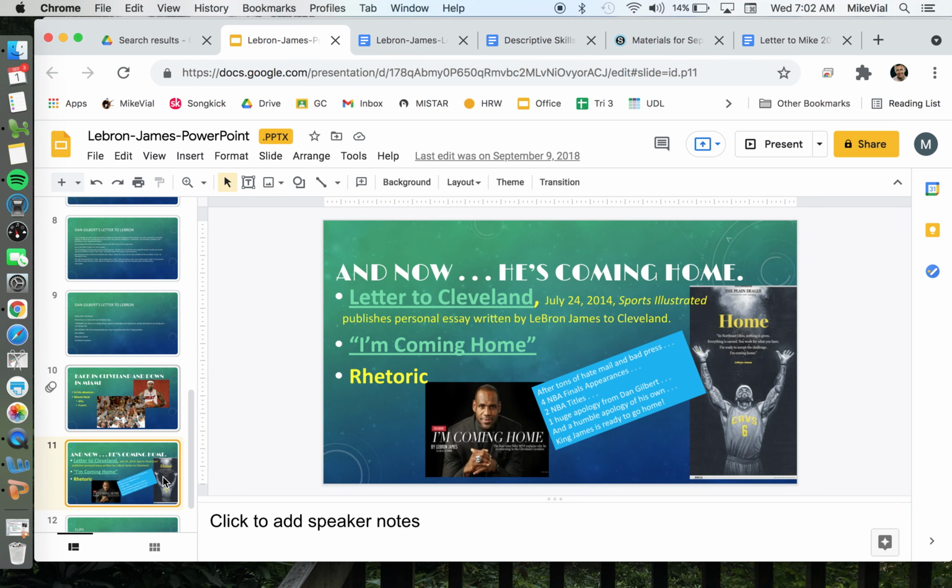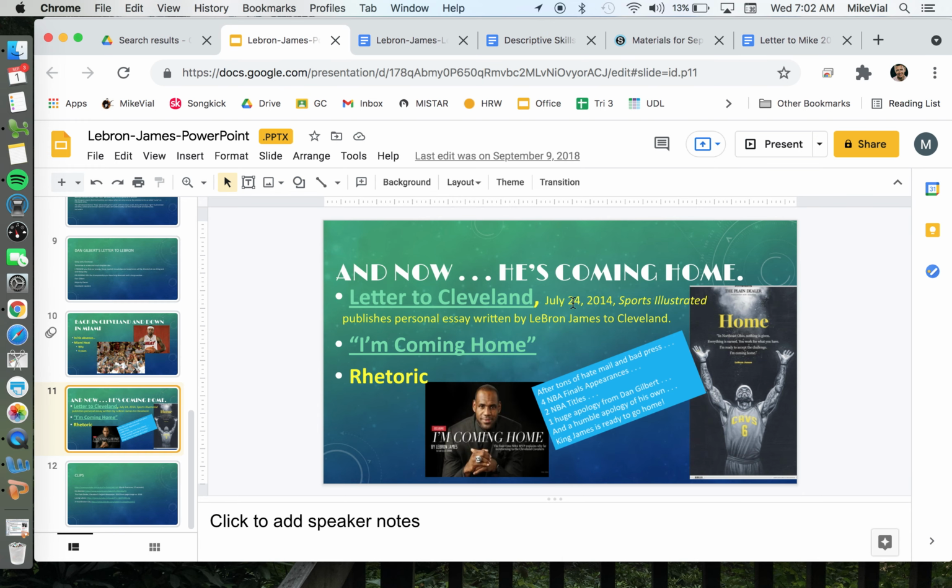Now, in this letter you're going to read today, or if you don't get to it during the hour, I want you to read it at home. It's going to take you about 10 minutes. He is persuading Cleveland to accept him back. He wants to come home. And he's using what we call rhetoric, the art of persuasion, to convince the fans of Cleveland to accept him back after these 4 years of him being seen as a traitor.